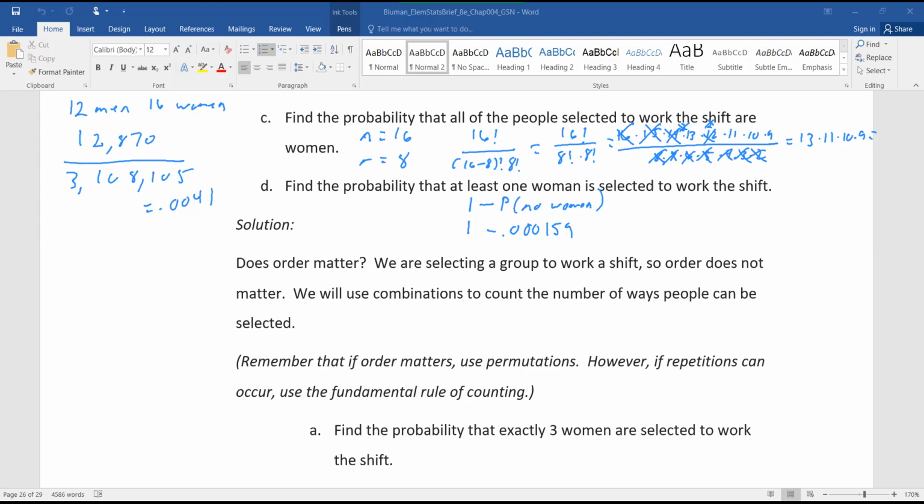All right. So if I find the probability of no women, which I've already done on part B, not C, that will basically be the number that's left of the probability of exactly 1, 2, 3, 4, 5, 6, 7, 8 women, which is what at least one woman would be. So in this case, the probability of at least one woman being selected becomes 1 minus 0.000159, and you have a 0.9998 probability, which is a 99.98% chance of at least one woman being selected in this group.